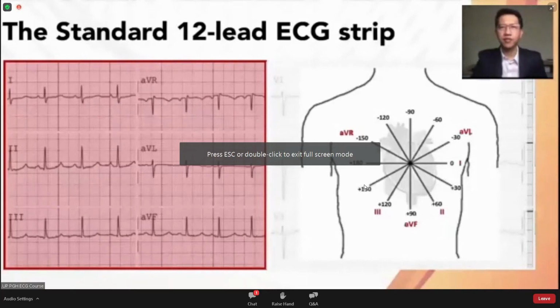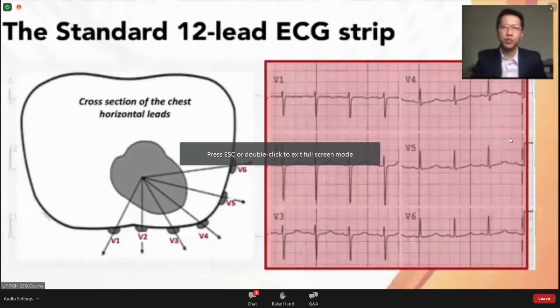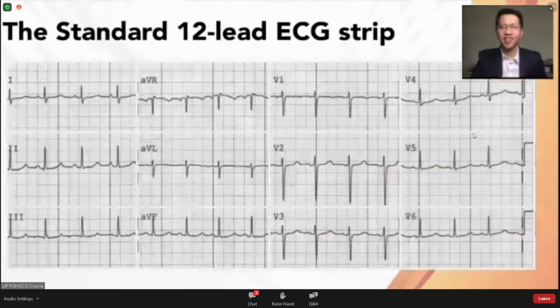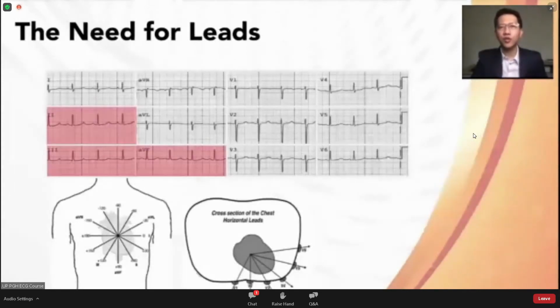AVF. The next 6 leads represent the horizontal plane of the heart. They are called precordial leads and are named V1, V2, V3, V4, V5, and V6. The arrangement of the leads produces the following anatomic relationships. Leads 2, 3, and AVF represent the inferior surface of the heart.